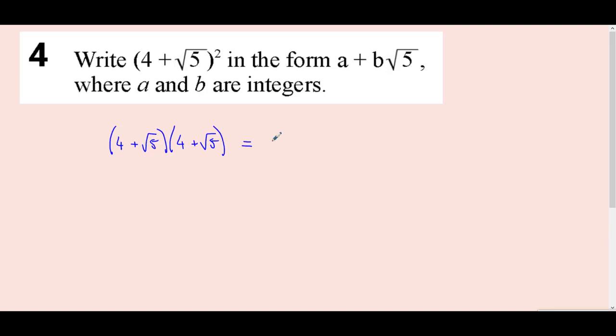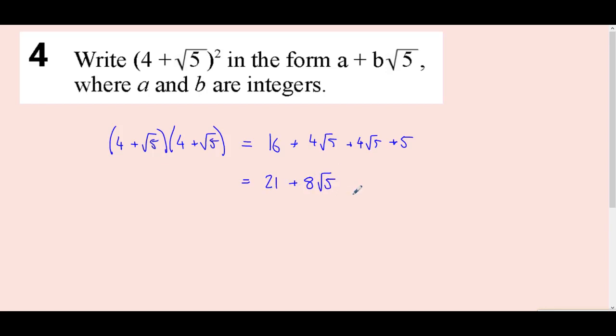4 times 4 is 16. 4 times root 5 is 4 root 5. Root 5 times 4 is 4 root 5. Root 5 times root 5 is 5. When we then simplify that, 16 plus 5 is 21. And then 4 root 5 plus 4 root 5 is 8 root 5, giving us 21 plus 8 root 5 as our answer.